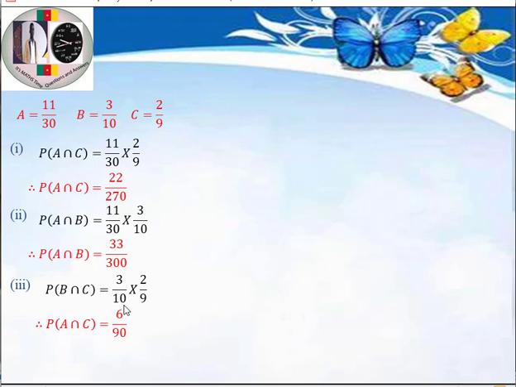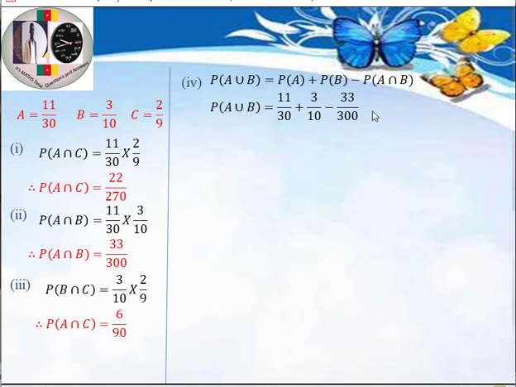Okay, the fourth part of this question says probability of A union B. Since we know probability of A intersect B, probability of A union B will be probability of A plus probability of B minus probability of A intersect B. So probability of A is 11 on 30, probability of B is 3 on 10, minus probability of A intersect B, which we have solved to be 33 on 300. So in this case, we look for the LCM.